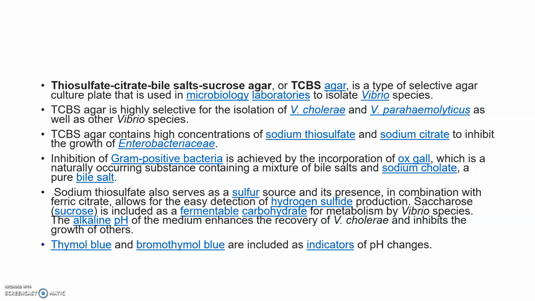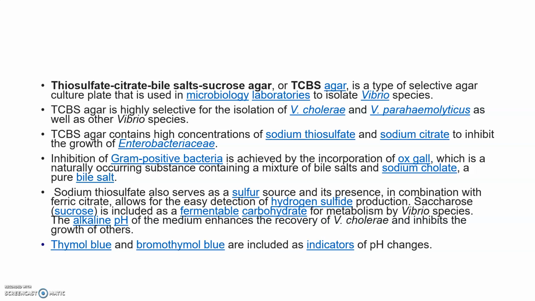And it contains high concentration of sodium thiosulfate and sodium citrate, which inhibit the growth of Enterobacteriaceae family and also inhibit the gram-positive bacteria. And it can be achieved by the incorporation of oxgall. It is a naturally occurring substance containing a mixture of bile salts and sodium chloride. It is a pure bile salt. The sodium thiosulfate serves as a sulfur source, and its presence in combination with ferric citrate helps in the easy detection of hydrogen sulfide production in Vibrio cholerae. Saccharose, that is sucrose, is included as a fermentable carbohydrate for the metabolism by Vibrio species.